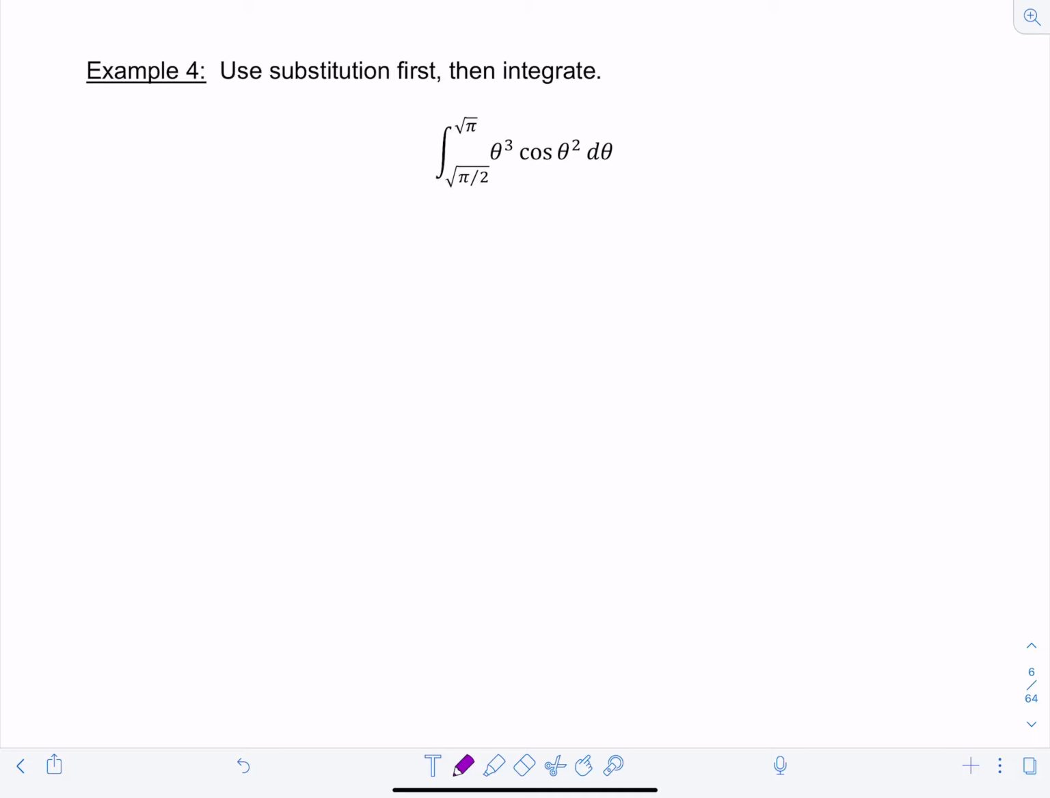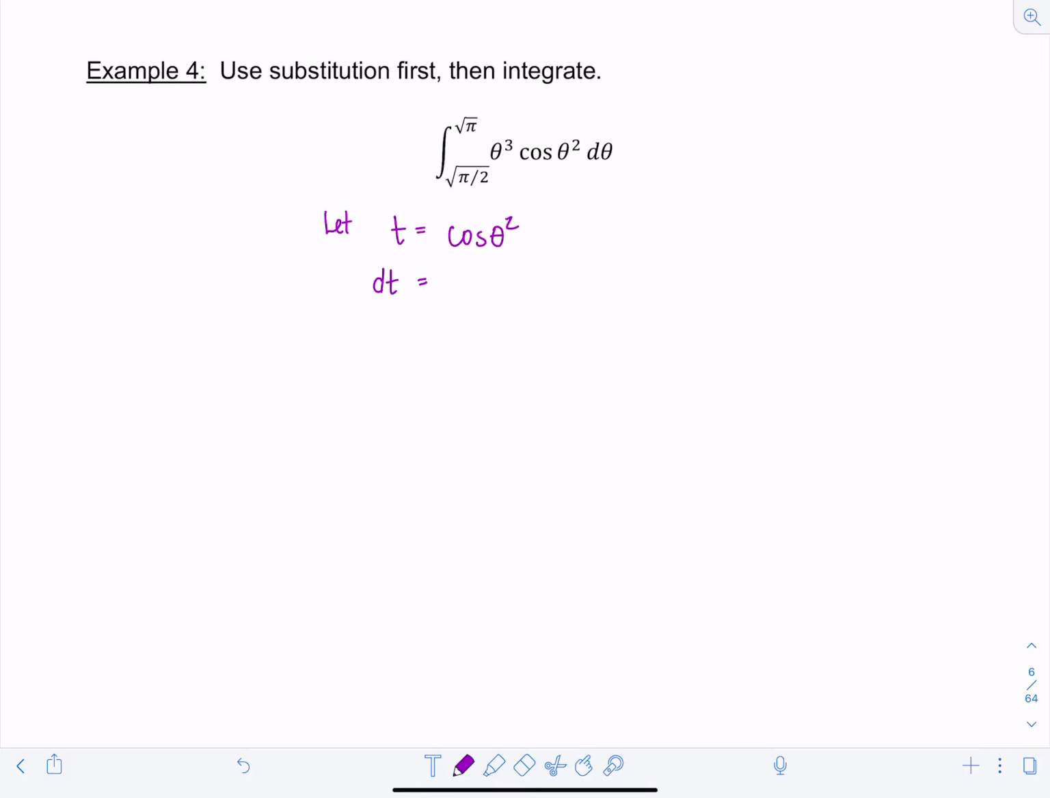All right, any choices? So we have definite integral from rad pi over 2 to rad pi of theta cubed cosine theta squared d theta. So let's say you were gonna let t be cosine theta squared. Like, oh, that sounds good to me. So then dt gets you in trouble.